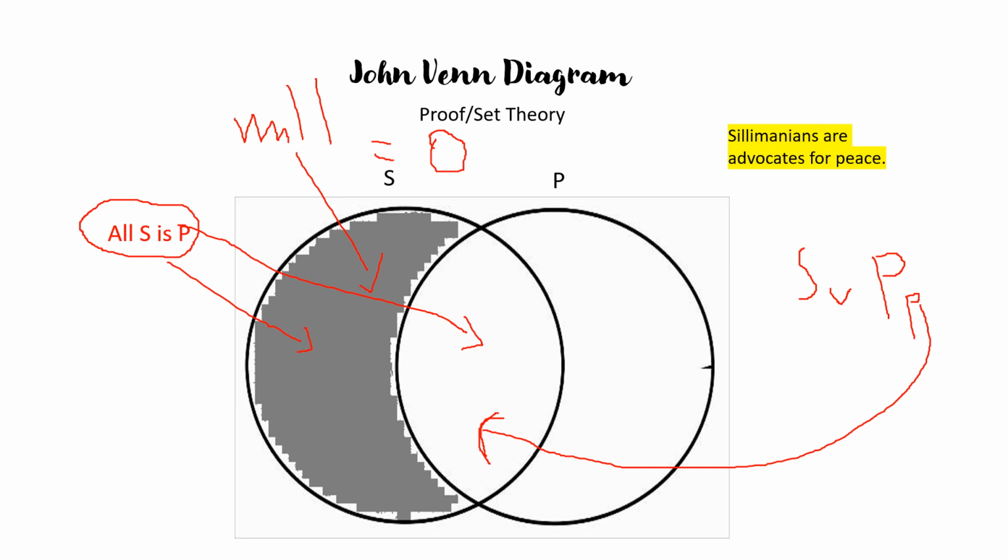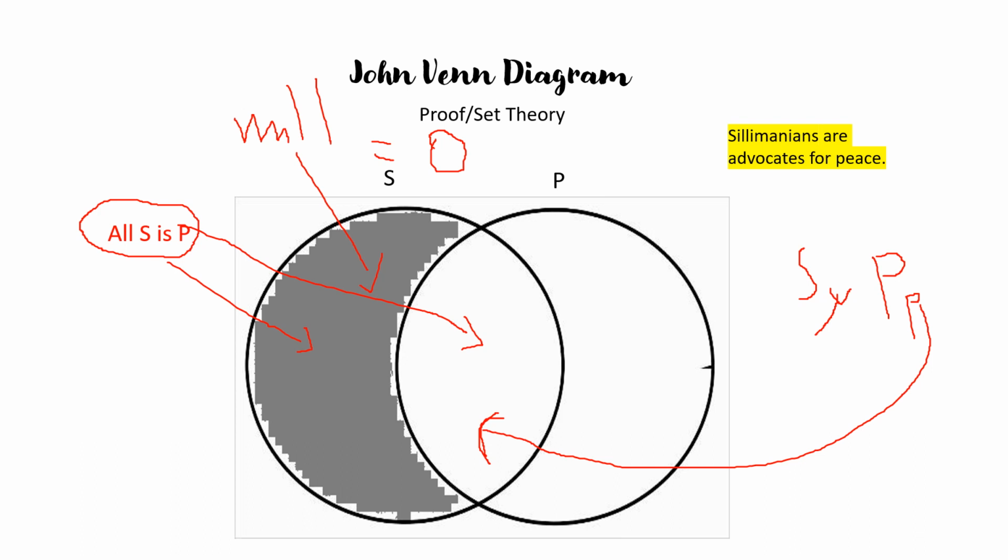Again, I hope you got it. I hope I was able to make a clear presentation. The universal distribution here refers to all members of S that are members of P. And the predicate particular here only refers to this part. And you know very well it's only particular because there are some members of P that are not S.